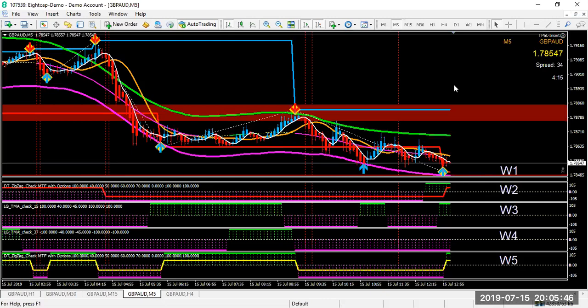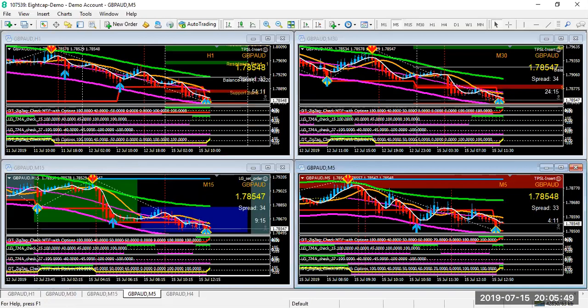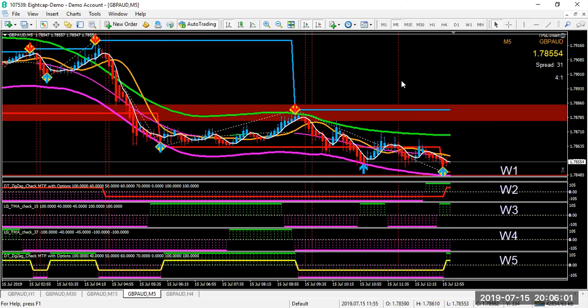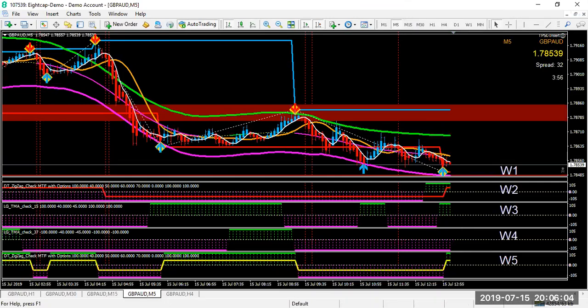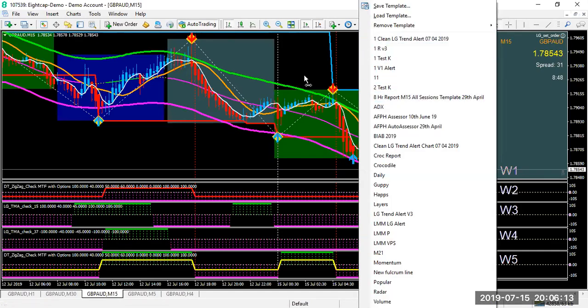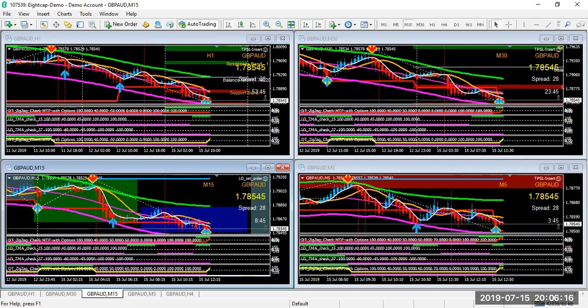Okay, so that's the standard AFPH assessor, 10th of June. Yep. And for those that do the 8-hour report, that's the 8-hour report ones, okay? Now, the chart or template works with your PDF handout.